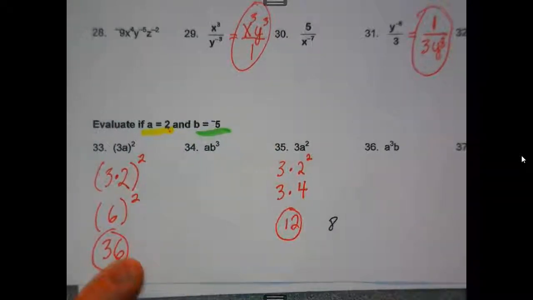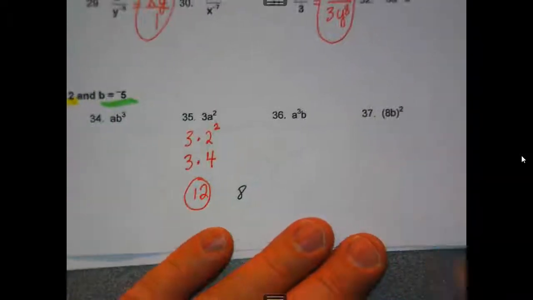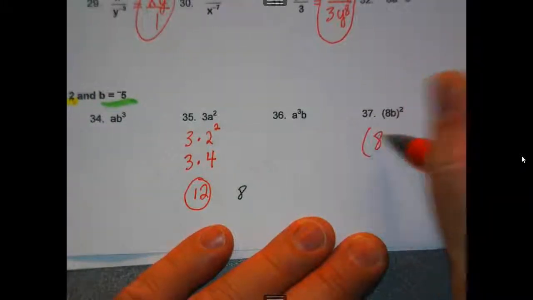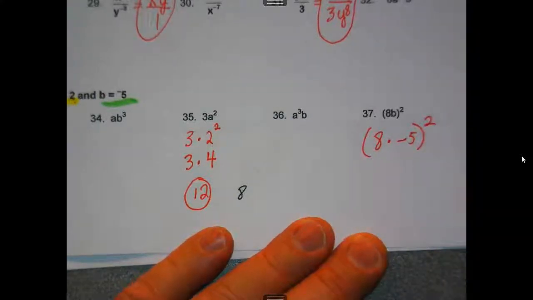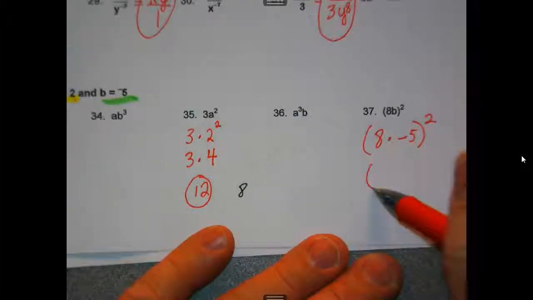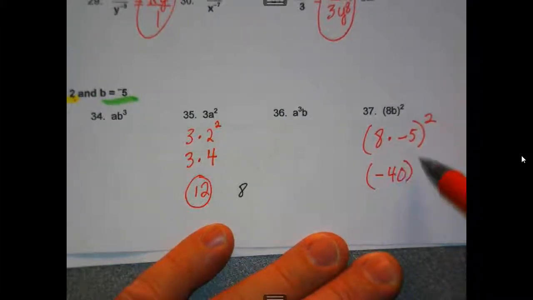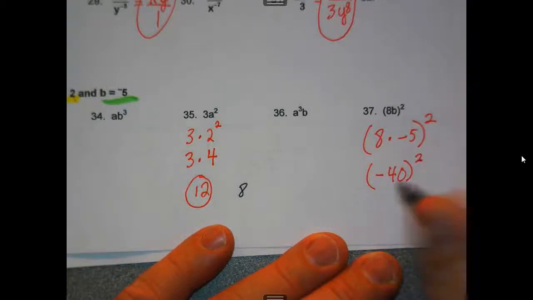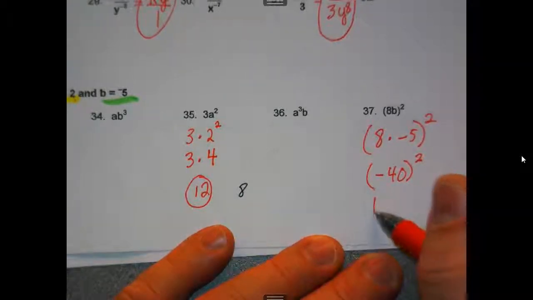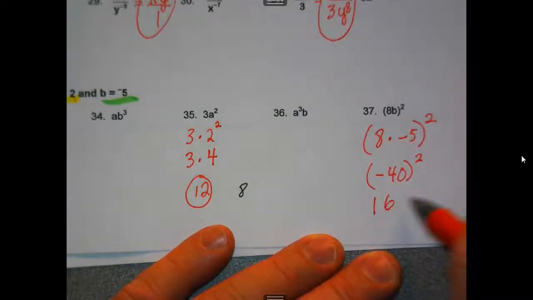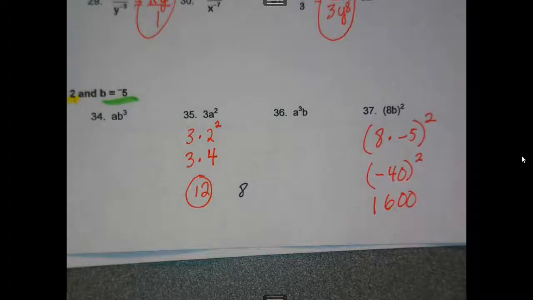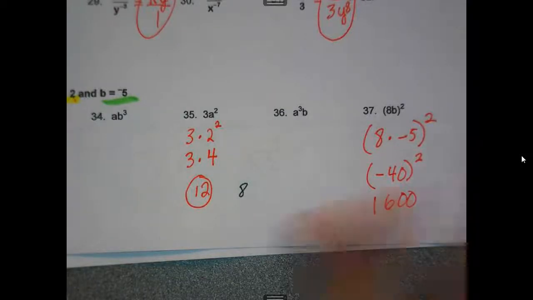Let's do 37. What's B? -5. Parentheses first. 8 times -5. -40 squared. Yeah, you got to be careful because a negative times a negative is a positive. Good though. That's great.